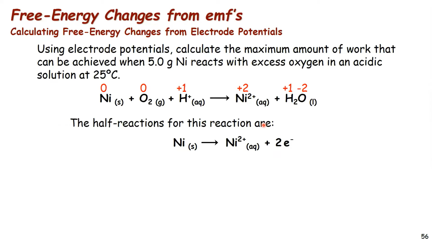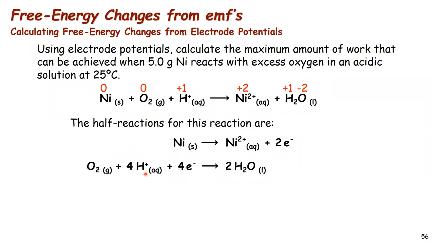And then for the reduction half reaction, we have oxygen going from 0, its oxidation number, reduced to -2. The hydrogen remains the same, so it's the oxygen that we're worried about. So it's going to be O2 going to water, and that's going to be the reduction half reaction. Now, when it's fully balanced, it's going to look like this, where we have O2 plus 4 hydrogen ions going to 2H2O.